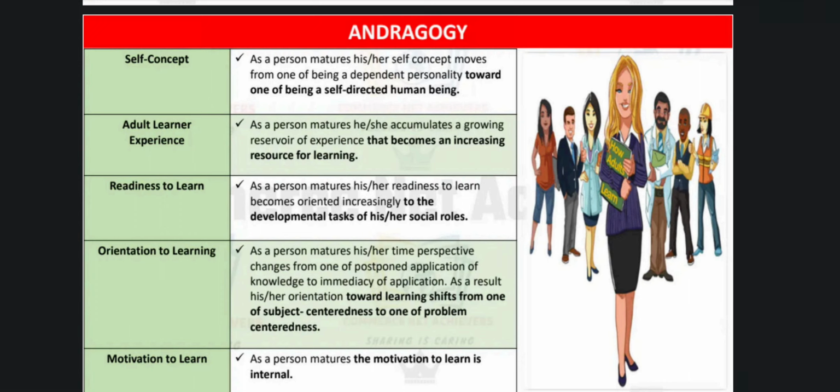Orientation to learning: as a person matures, his or her time perspective changes from one of postponed application of knowledge to immediacy of application. As a result, his or her orientation toward learning shifts from one of subject centeredness to one of problem centeredness. In motivation to learn, as a person matures, the motivation to learn is internal.